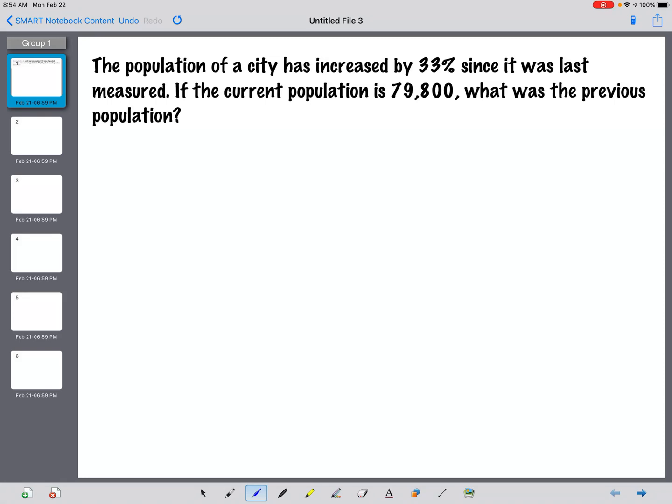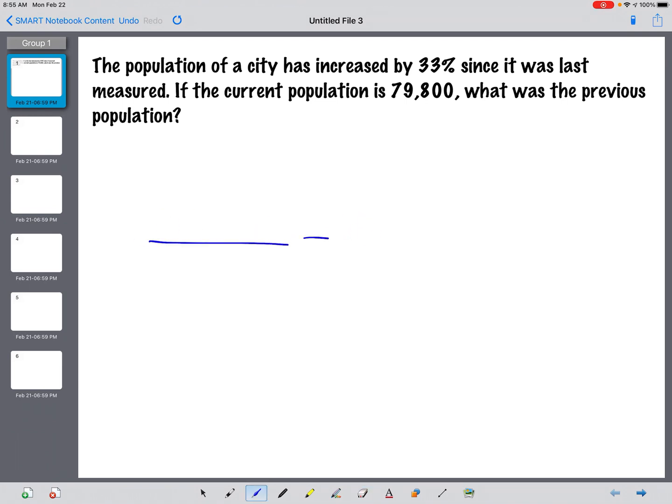The population of a city has increased by 33% since it was last measured. If the current population is 79,800, what was the previous population? And so, what we would want to do to calculate a previous value is to typically build a proportion and then solve it. And I'll show you how we're going to go about doing that.